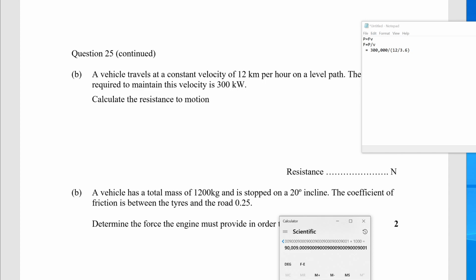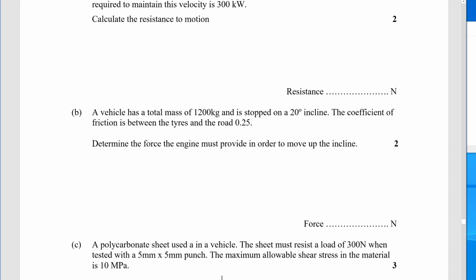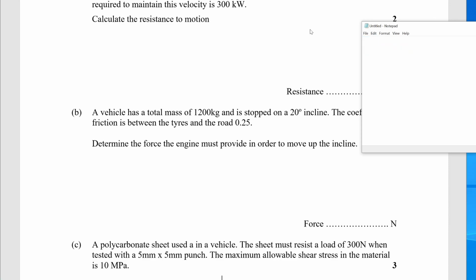90,009 newtons, something like that. Okay, a vehicle with a total mass of 1,200 kilograms is stopped on a 20 degree incline. The coefficient of friction of the tires is 0.25. Determine the force of the engine required to pull up the incline. Okay, so for this we're going to be using the too many guys formula. So T equals mg brackets, sine plus or minus mu cos.